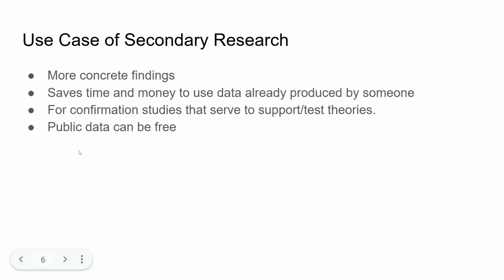And then the use case of secondary research is you have more concrete findings with this because it is a number you can tie to it. It saves time and money because for a secondary data set, all you need to do is pull it off the internet, pull it off a library, pull it off some kind of database that you have access to. And it usually doesn't cost that much money, or it might be even free. And you also don't have to hire people to go collect data for you. You don't have to pay survey participants. You don't have to pay focus group participants. It's just cheaper altogether. This can be great for confirmation studies that serve to support and test theories.